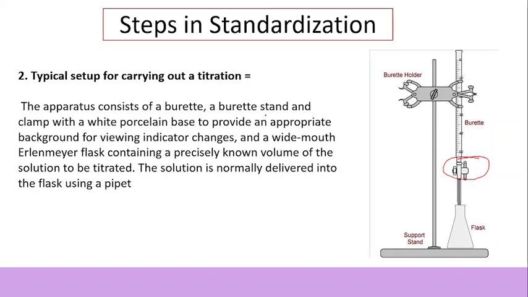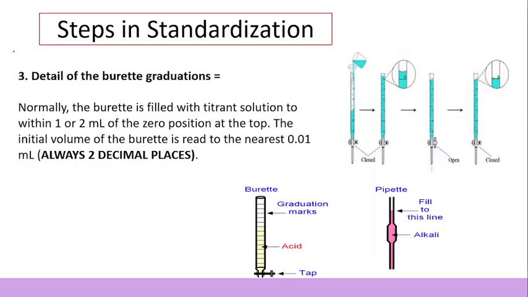The apparatus consists of a burette stand, and clamped with a porcelain base to provide an appropriate background for viewing indicator changes. So if hindi naman available si porcelain base, we can make use of a white paper instead. And wide-mouth Erlenmeyer flask containing a precisely known volume of the solution to be titrated. The solution is normally delivered into the flask using a pipette. So, kailangan natin si pipette and then your aspirator.